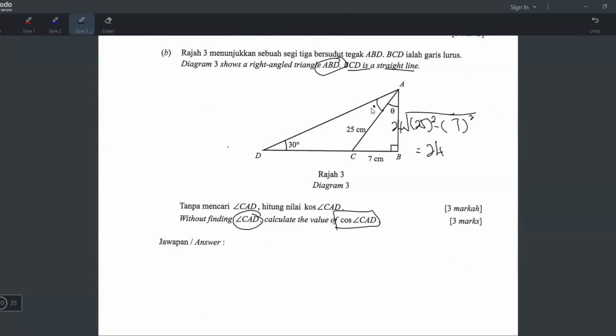But how will this help us find this? Don't worry about that. Just find it. What else can I see? Oh, this angle right here, 30 degrees. And if you look at this big triangle, if this is 30 degrees, this is 90.